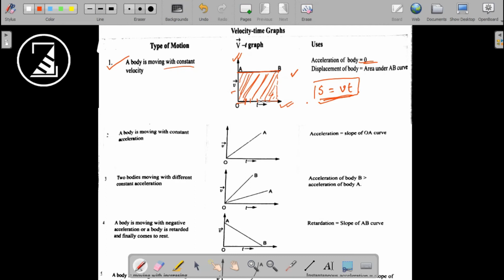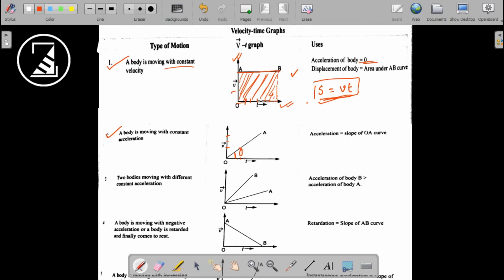Okay, the next situation, the body is moving with constant acceleration. That means velocity is increasing with time at constant rate. And here the nature of the graph will be a straight line passing through origin, because as time goes on increasing, velocity also increases at the same rate.